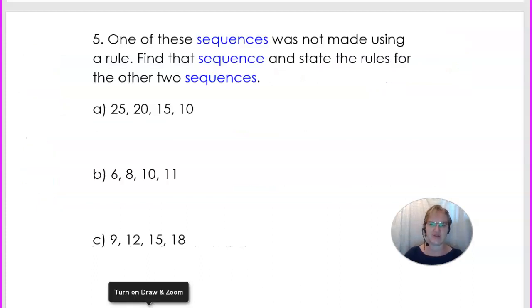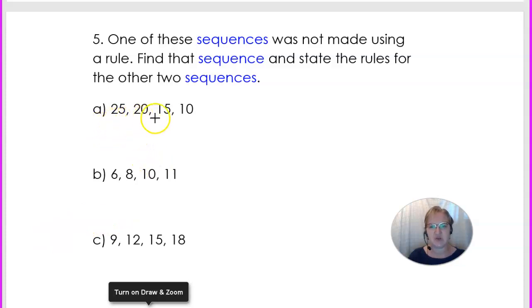Here's a little bit different of a question. This one tells us that one of the sequences was not made using a rule. Find that sequence and state the rules for the other two sequences. Now you might be able to see this right off the bat. I don't know. But let's look at the first one.